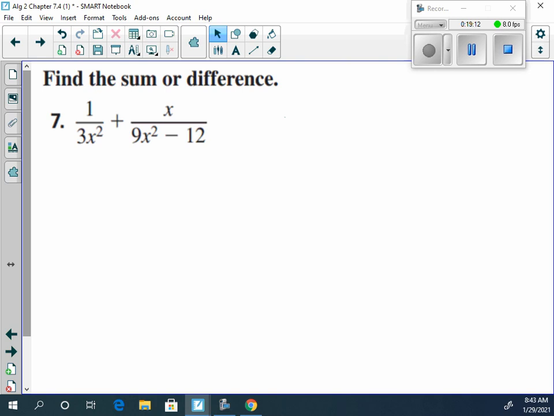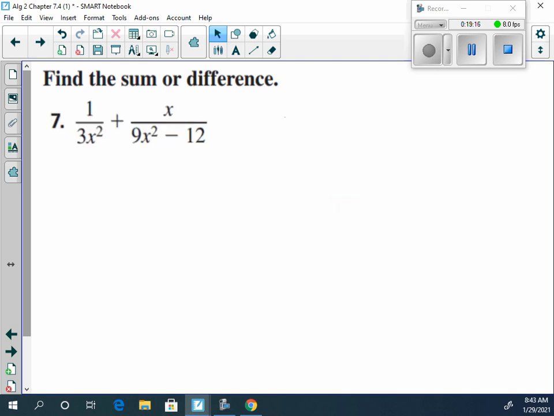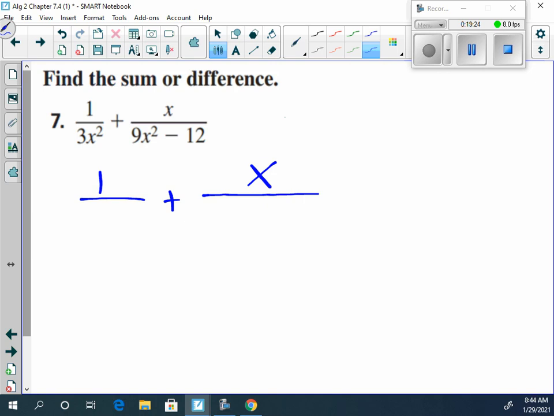Let's look at number 7. Find the sum or difference of these here. Now again, I said we won't really do anything with the numerators because we'll keep them the same. Now 3x squared, well, it's a term by itself. Right, we can say 3xx, but 3x squared will be the same thing.